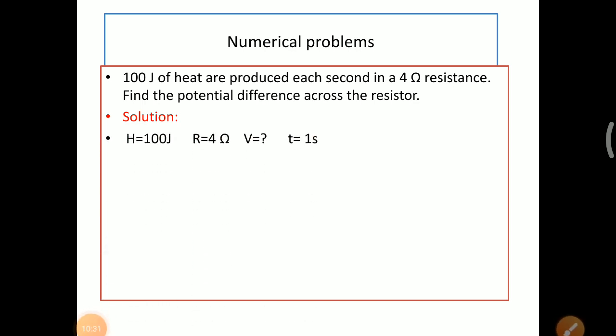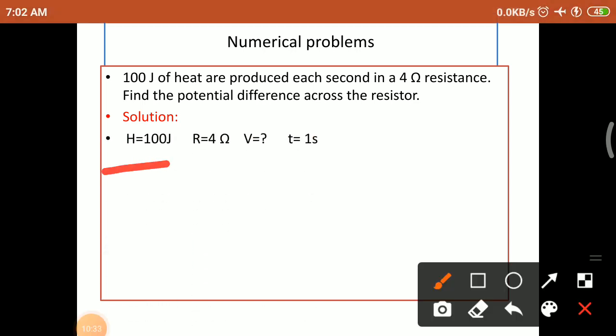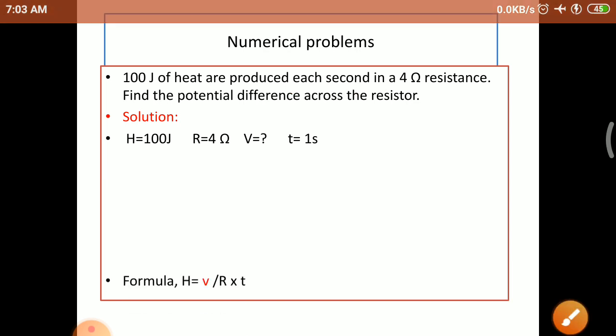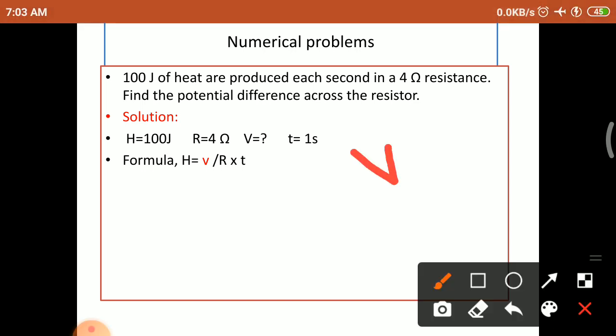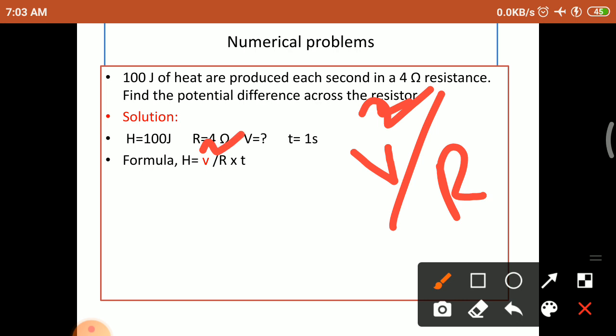The solution: the heat 100 joule, R equal to 4 ohm, we have to calculate V, and T equal to 1 second because each second means 1 second. Formula: H equal to V squared by R, not V, that is V squared by R. Here the square is missed, V squared by R. You have to calculate the V value.